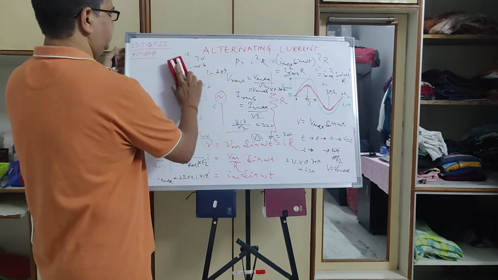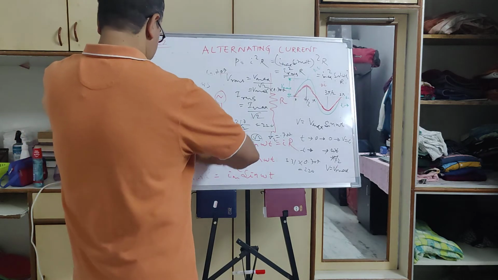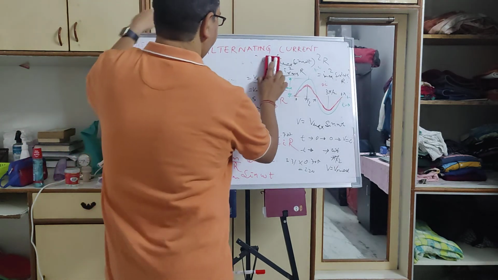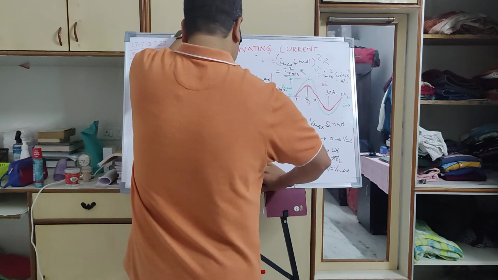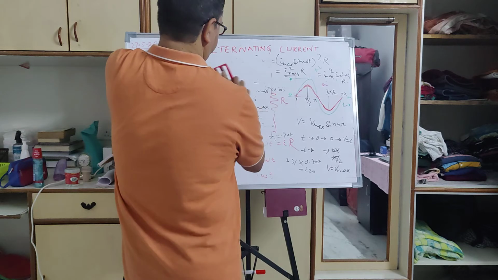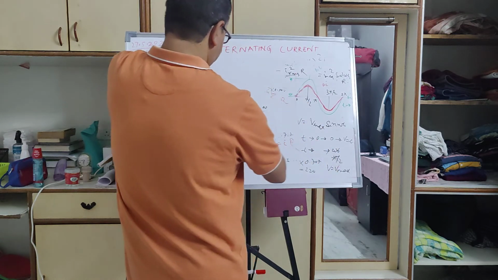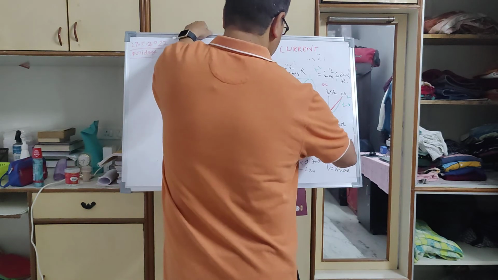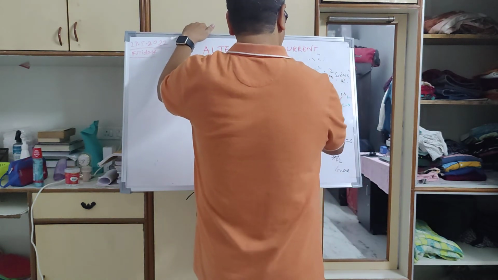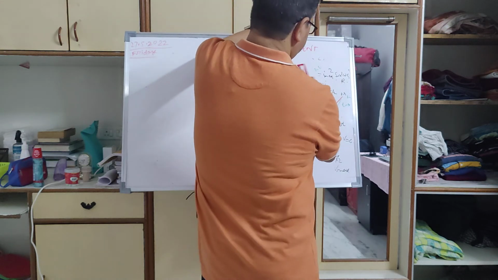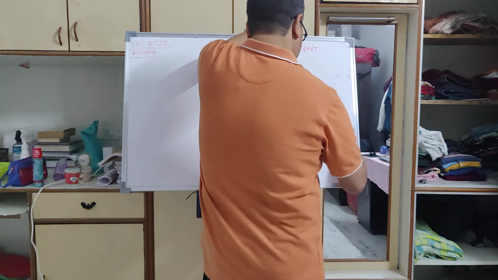How many minutes is it? 47, 47 already. I'll just finish one numerical in 2 minutes. We should restrict it to 1 hour, otherwise it will be too long. We will have one more session where we quickly go through LC, LRC, all those things, so that in 2 classes AC will be completely over.